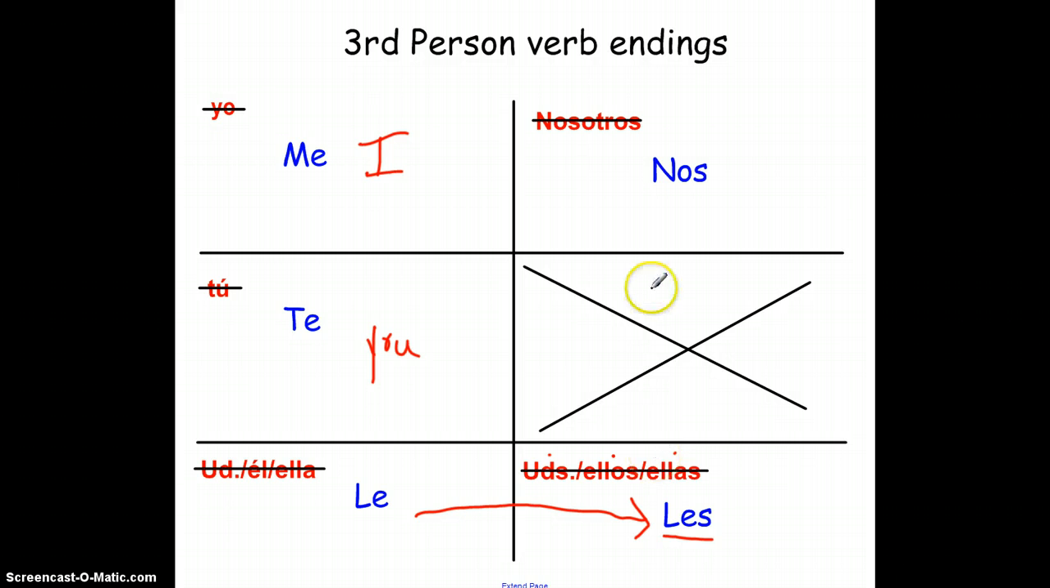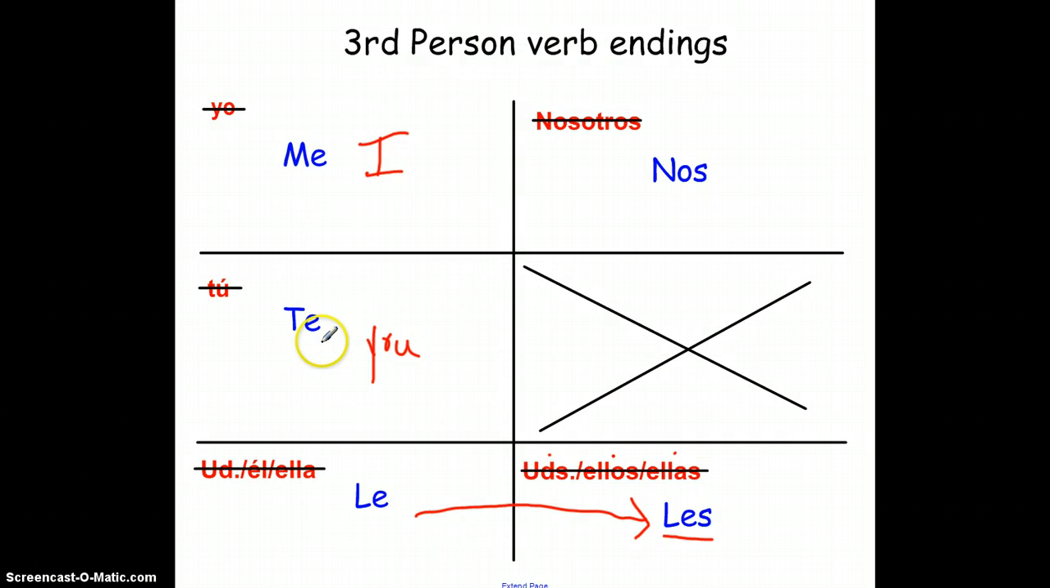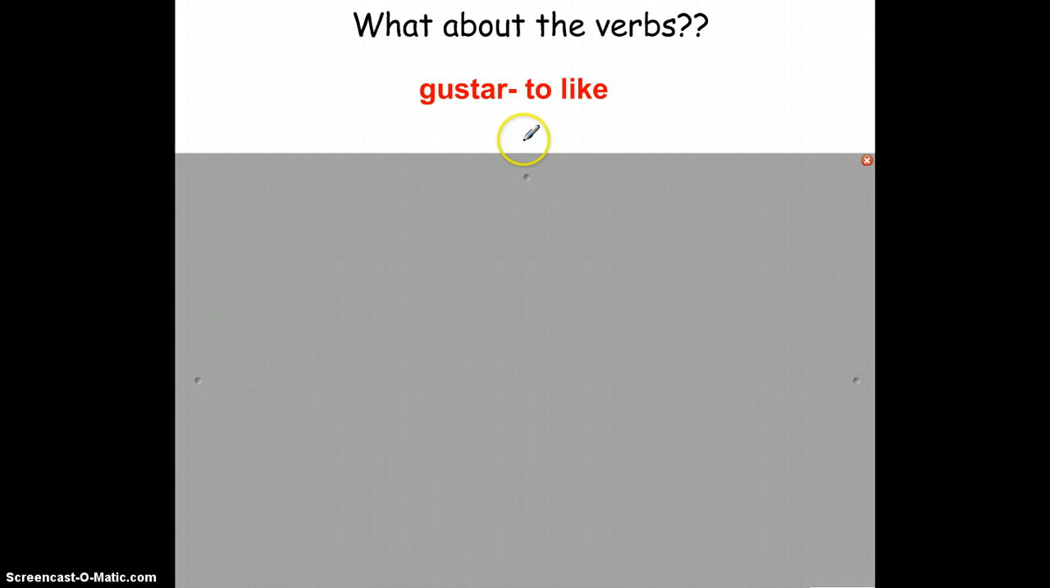So when are we going to use these pronouns here? When we have third person verbs. We'll introduce the third person verbs in just a sec. You know one of them, it's gustar, as in me gusta, or in the question, te gusta? So here it is. What about the verbs?